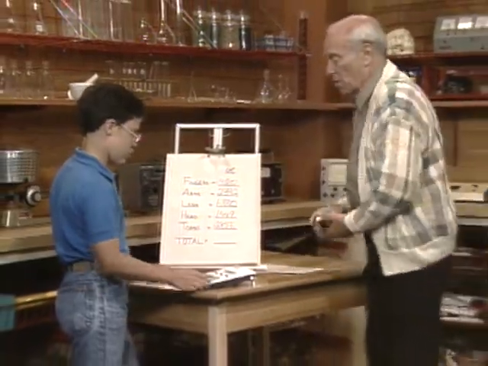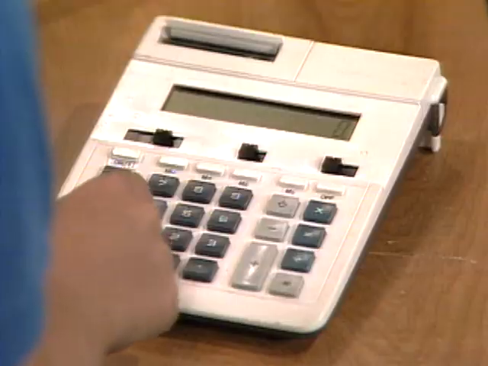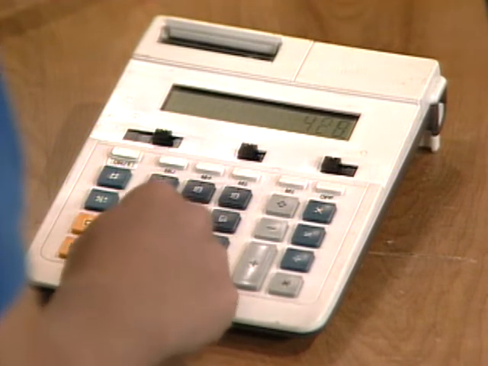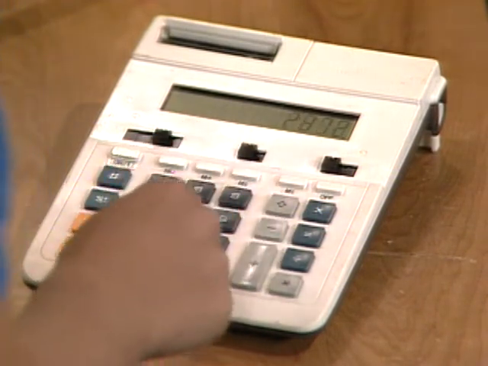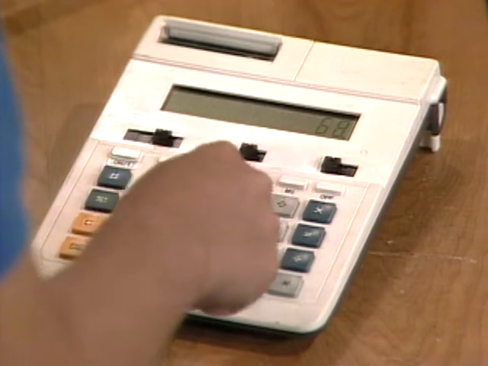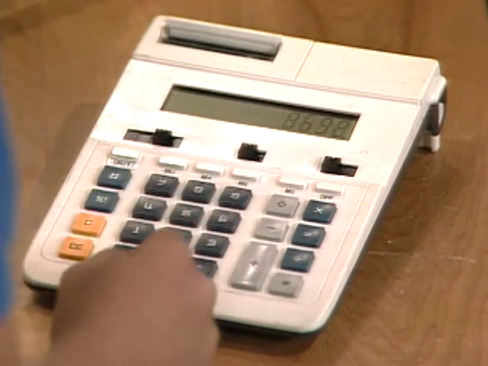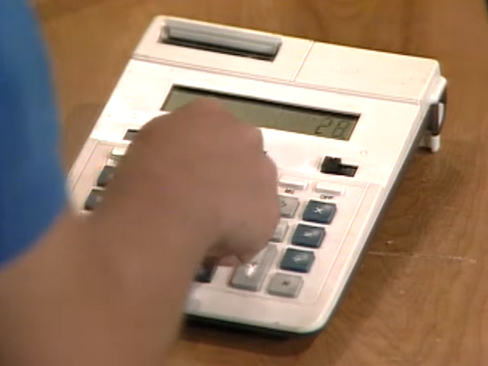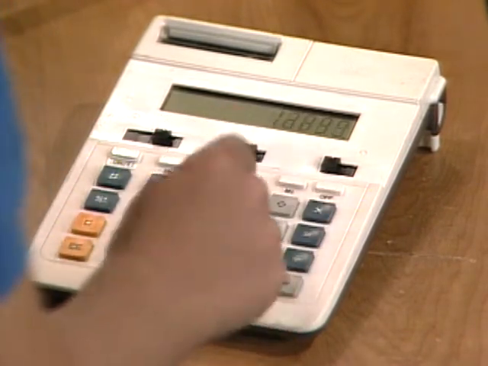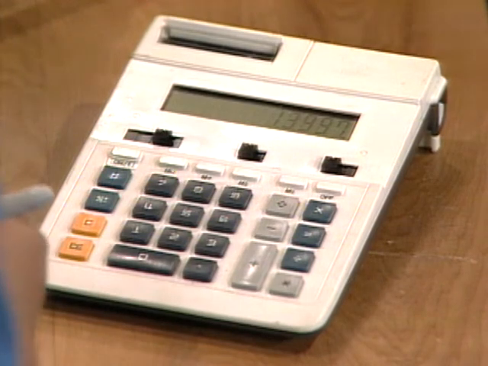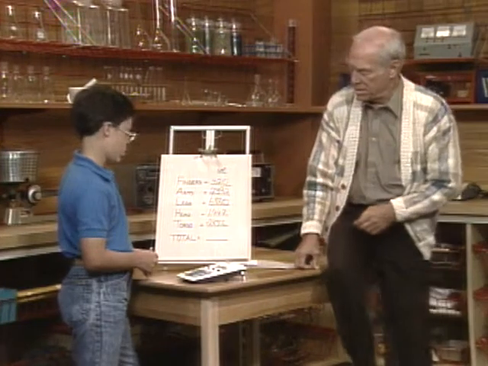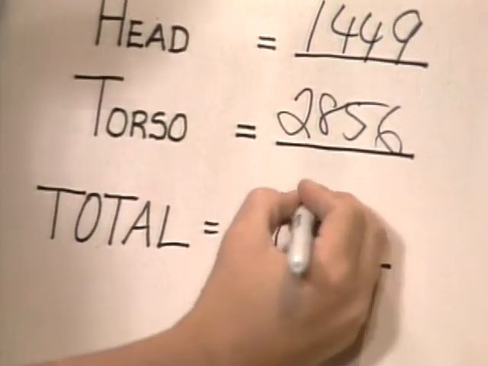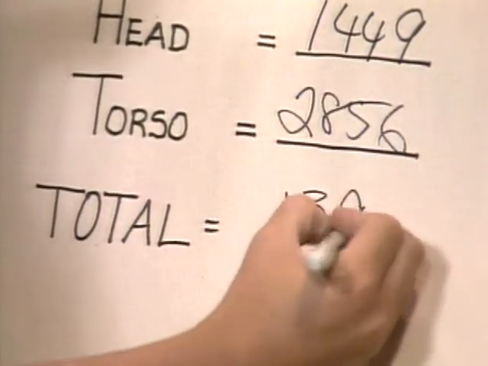I'll read them off and you add them up. Ready? Sure. Fingers, 420. Arms, 2,392. Legs, 6,880. Head, 1,449. Torso, 2,856. What do you got? I've got 13,997. Okay, write that down. Way above. Off by a factor of what? About 3.